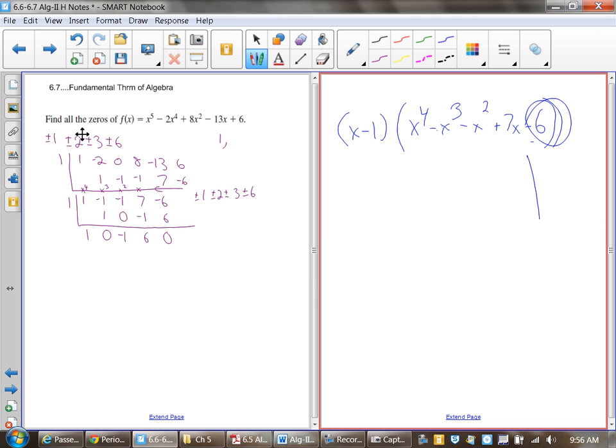Now, when you're left here, though, you had another 0 again at 1. Yeah. Now, this is actually x cubed minus x plus 6. Can you factor that? No. So you have to continue with your synthetic. We must go deeper. You have to continue with your synthetic.